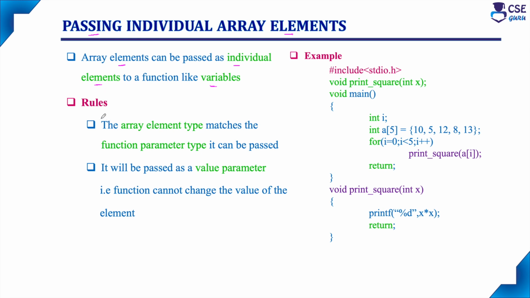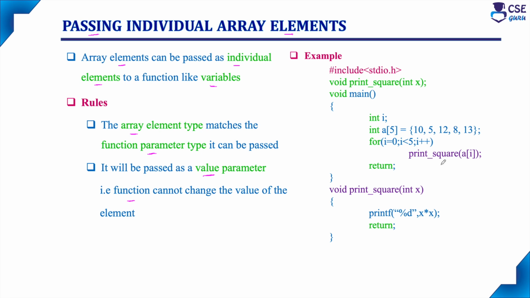The rule we need to follow here is that the array element type and the function parameter type should match. That is, the array element and the function parameter should be of the same data type. That is the main condition. And the array element will be passed as a value parameter. That is, the function cannot change the value of the element. The value we send from the main function to the user-defined function cannot be changed in the user-defined function. So these two rules we need to follow.